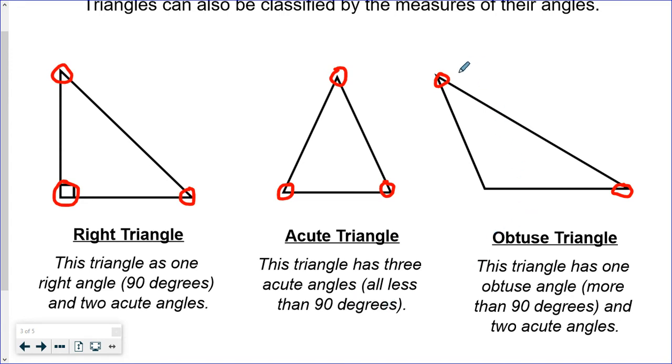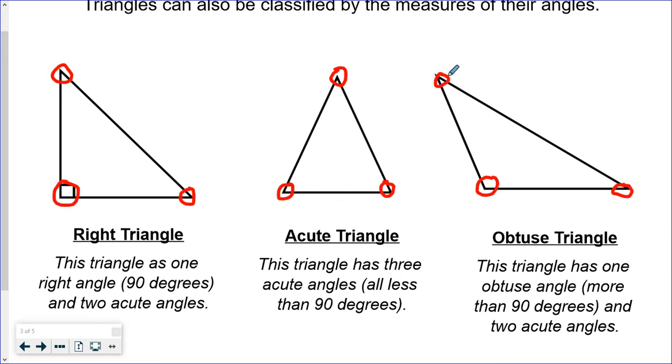Over here, you notice again, we have an acute angle here and an acute angle here, but this one kind of looks like it's a right angle, but it's like a lawn chair or like a reclining chair. It's kind of leaning back a little bit. That's because this is called an obtuse angle. This is an angle that's more than 90 degrees. And since this triangle here has an obtuse angle, we're going to call this an obtuse triangle because one of the angles is obtuse and the other 2 are acute.